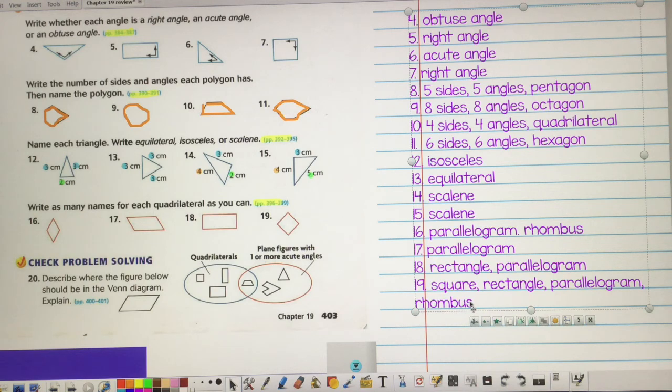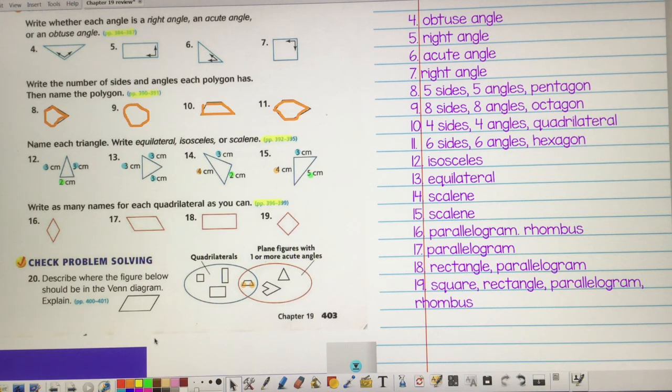Then we're going to do a problem solving. We're going to take a look at number 20. So we have a Venn diagram, right? We have the blue circle, we have the red circle. Remember where they overlap, that's what they have in common. We have quadrilaterals. Remember, quad means four. Plane figures with one or more acute angles, so angles that are less than 90 degrees. So this trapezoid that's in the middle, it's a quadrilateral because it's four-sided. And it does have one or more acute angles because I see this angle's acute and that angle's acute.